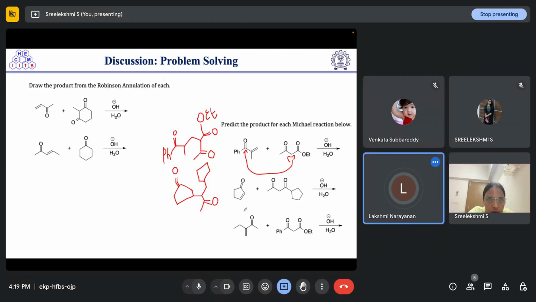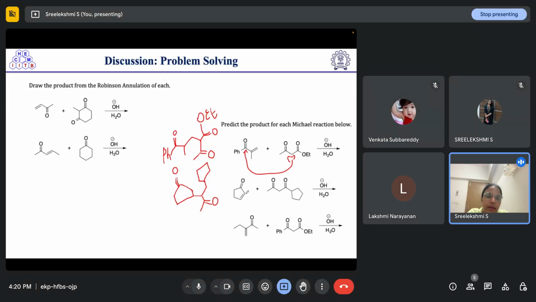Madam, one more doubt. After forming the carbonyl compound, why will it attack in the five-membered ring at the second position? Why can't it attack at the first position, that means the alpha position? Not here, the next one. Yes, the ortho position.